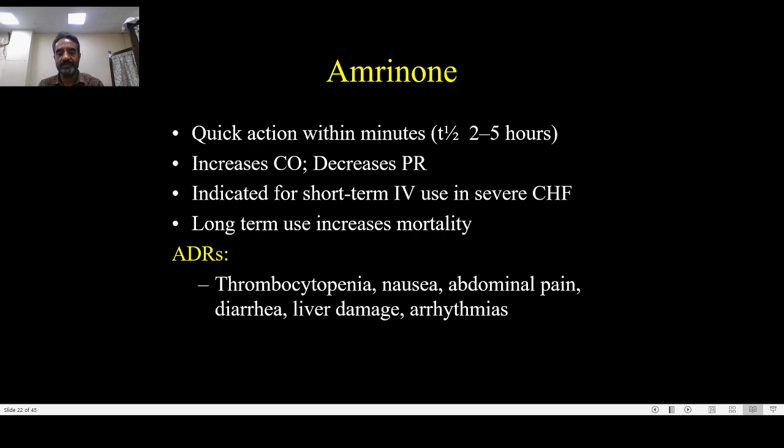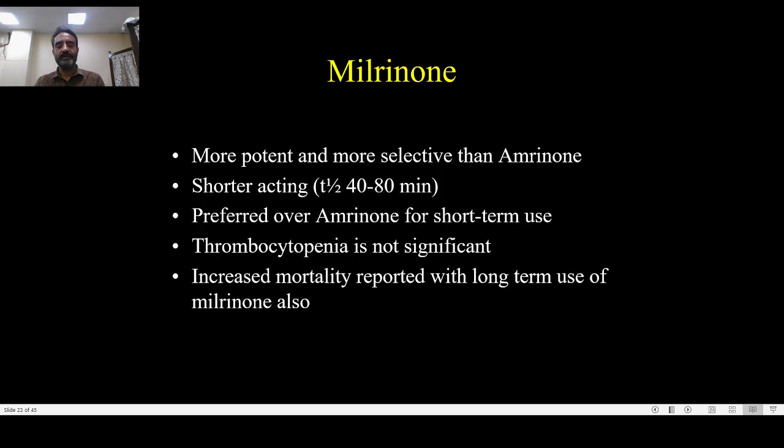Amrinone has a quick onset of action, increases cardiac output, decreases peripheral resistance, but with long-term use, it increases mortality. It can cause thrombocytopenia, nausea, abdominal pain, diarrhea, liver damage, and even arrhythmias. Milrinone is more potent and more selective than amrinone, shorter acting, and preferred over amrinone for short-term use. Thrombocytopenia is not as significant as with amrinone, but increased mortality is also reported with milrinone.